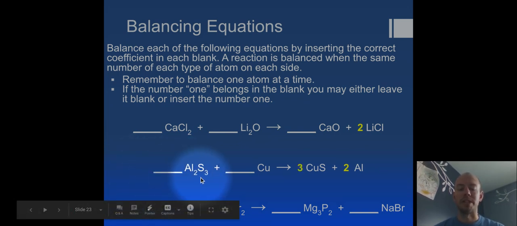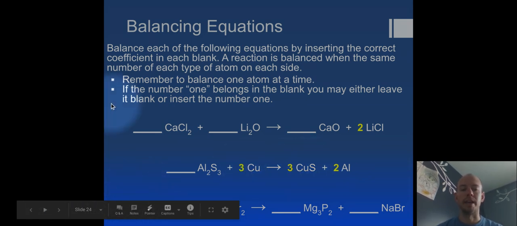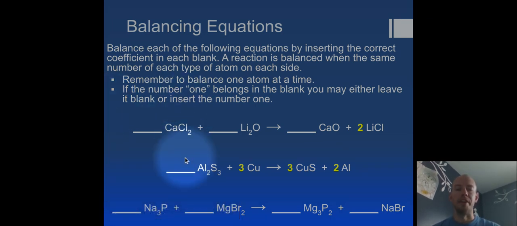My sulfur was a 3, which is why I dropped a 3 in right there, because I need that sulfur to balance. It did throw off the copper, but I'm just dealing with one element at a time and then going back and changing things as needed. So now my aluminums are good, my sulfurs are good, but my copper's a 3 versus a 1, which is where I end up with the coefficient there. So this one ends as a 1. All of these blanks are still 1s.